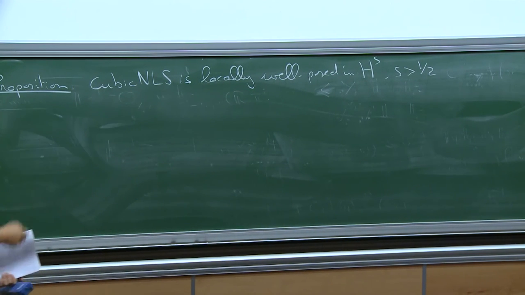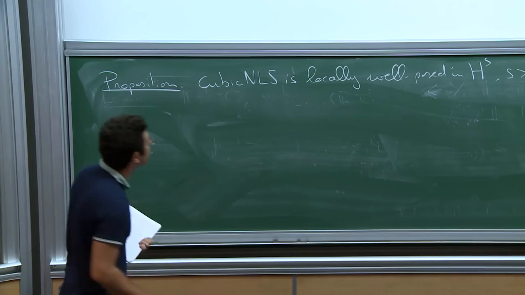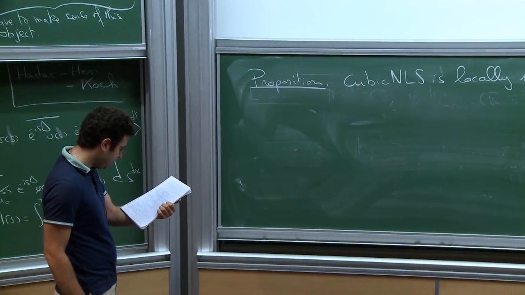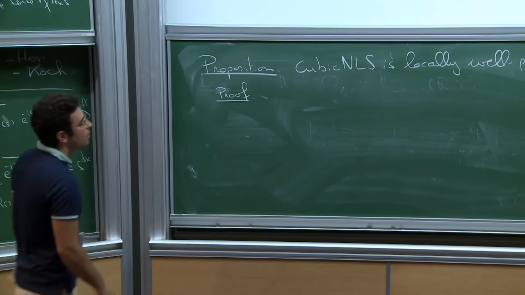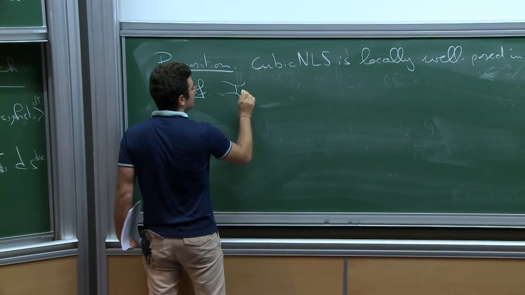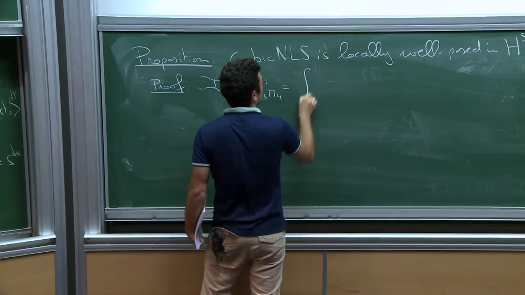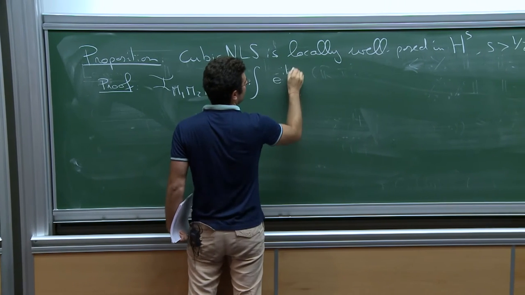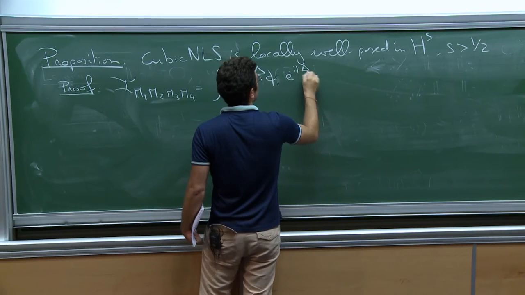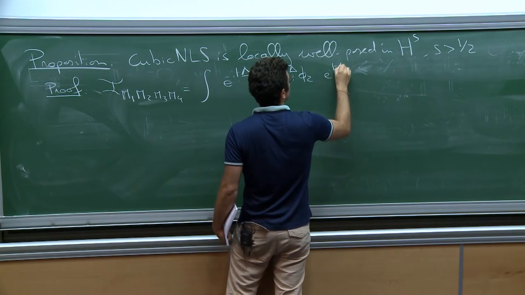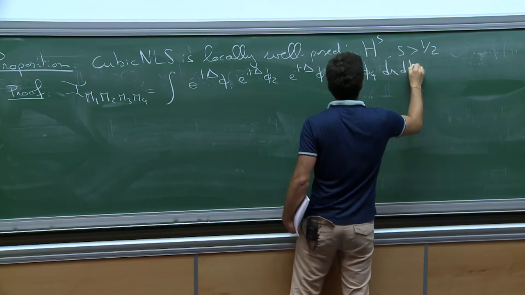And so you could get to 1/2. I just don't want to be too technical. So this is essentially a consequence of what we had before. So what we need to do is to estimate something like this. And then you have this thing: phi 1 e to the minus it delta phi 2 phi 3 phi 4 dx dt.